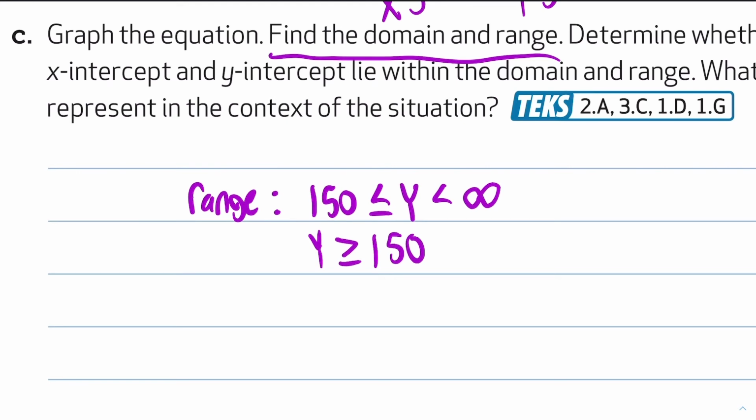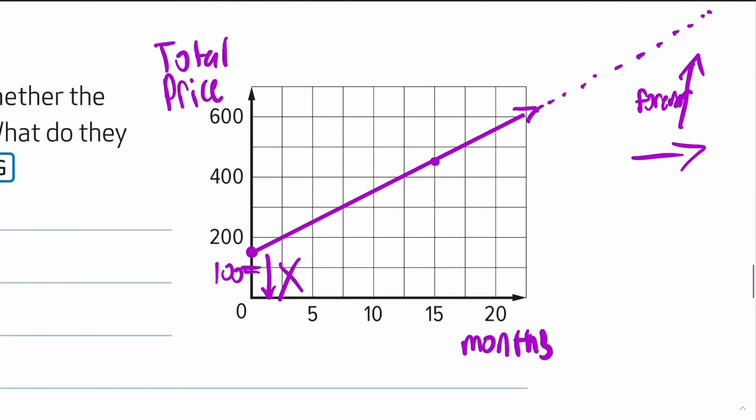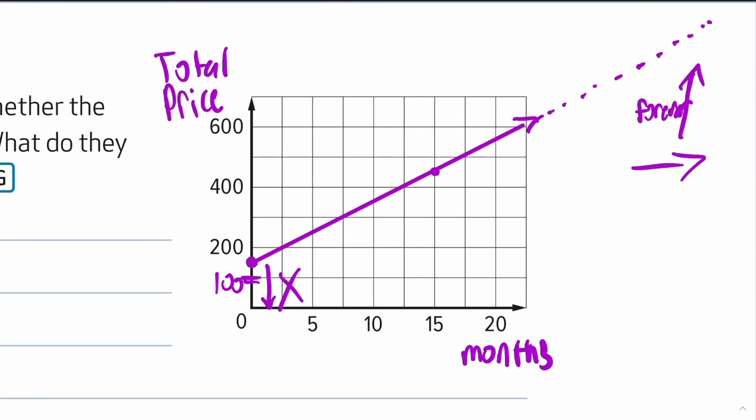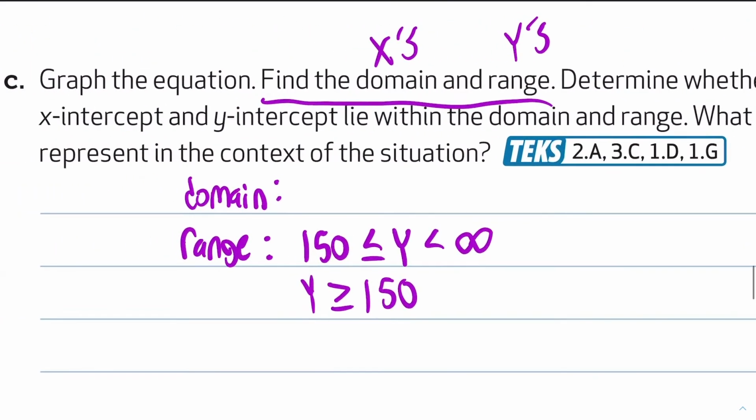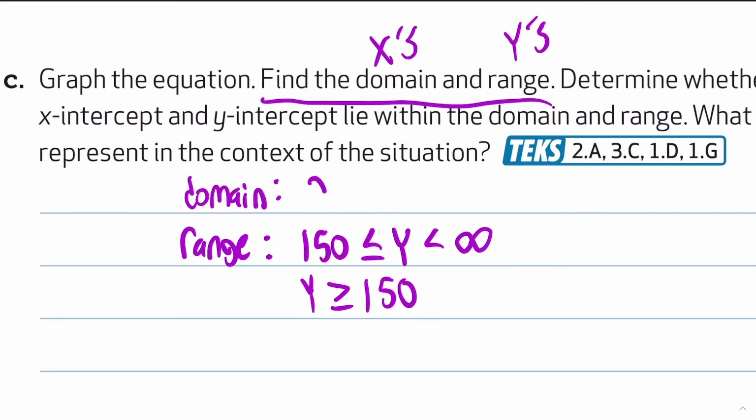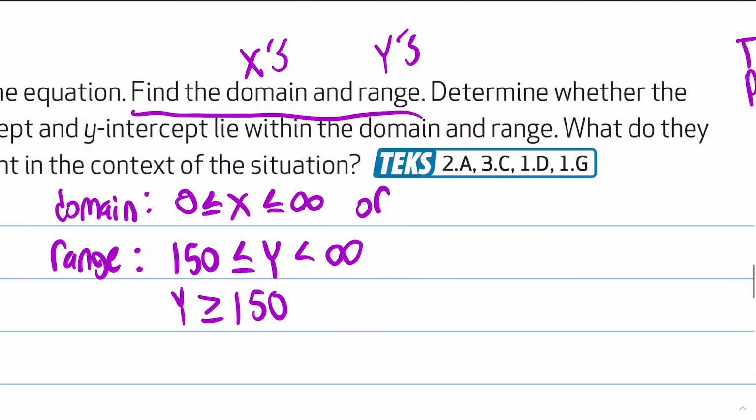Now let's find the domain. That's going to be super easy. Where do the x's start? From here and go on. You can start from 0 and continue counting however many months. So 0 is less than or equal to x, and that's less than or equal to infinity. Or we can say that in one single inequality instead of compound one by saying x is greater than or equal to 0.